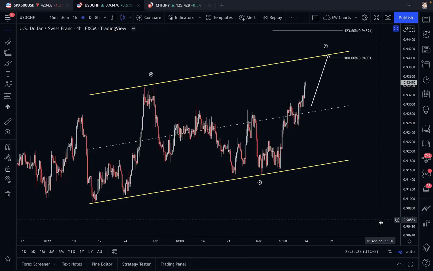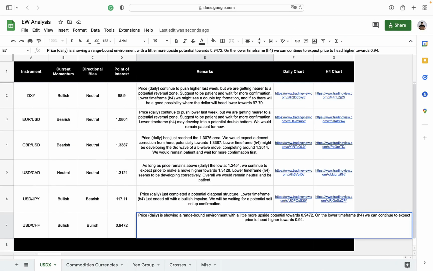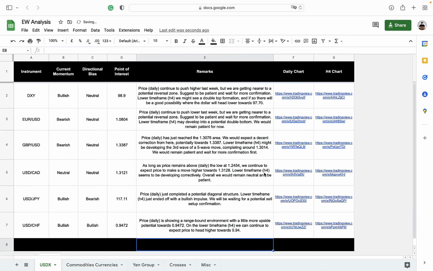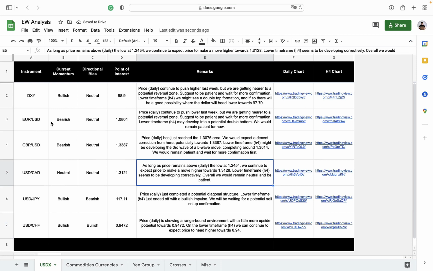Okay, so that's on the major pairs. Overall, nothing much that we want to pay too much attention to yet. Okay, so far so good.